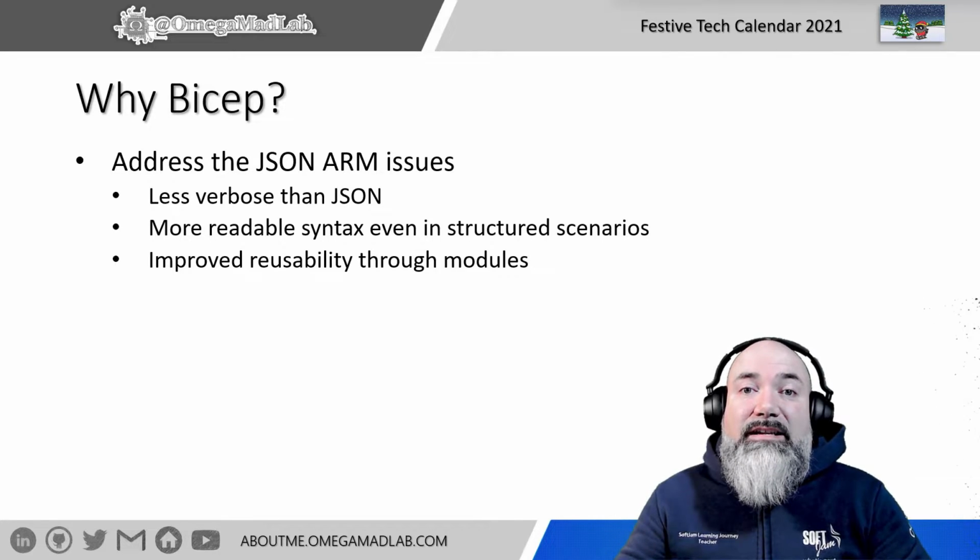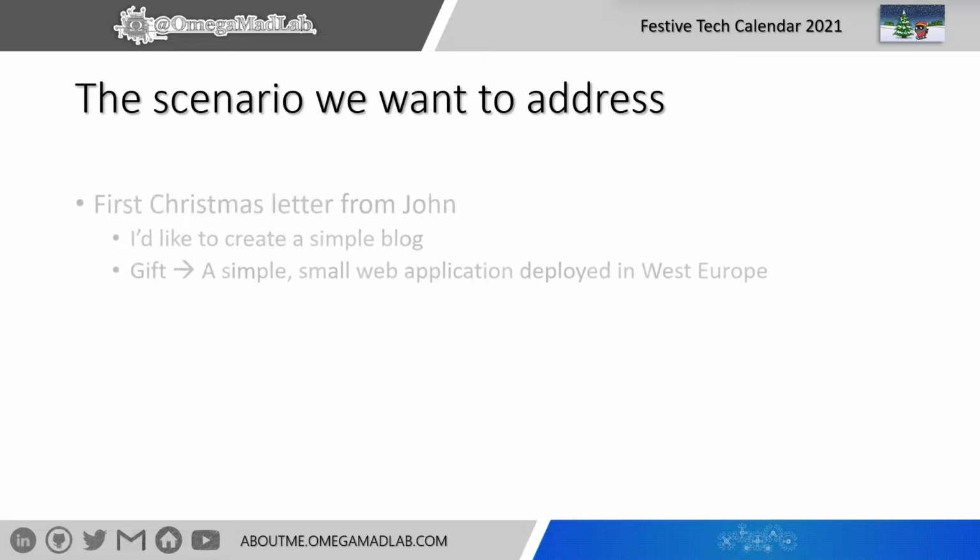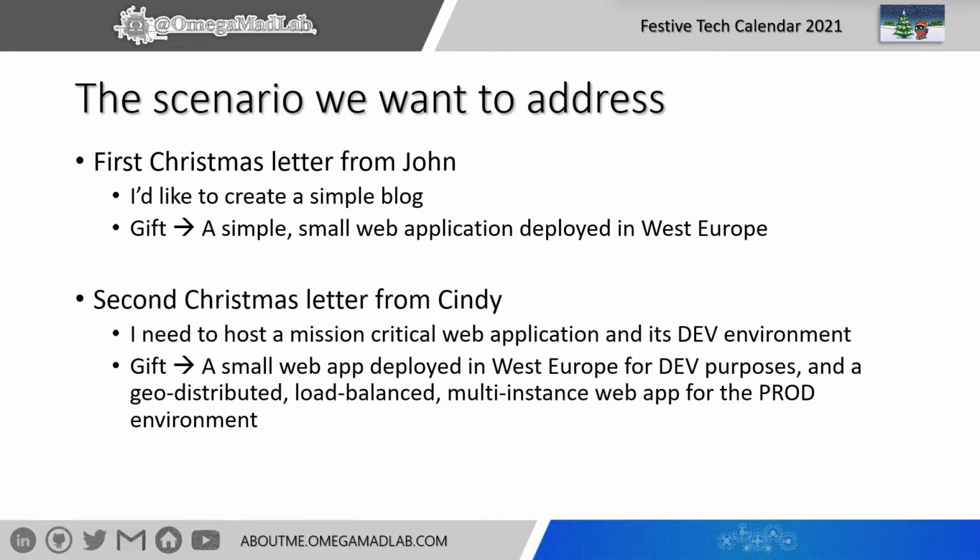Now, let's leave the theory aside for a minute and jump into a specific scenario we will try to address. Let's say our elves have received a couple of Christmas letters, both from John and Cindy. John is asking for a simple blog post, and so our elves should deploy a small app service, let's say in West Europe, to support this kind of request.